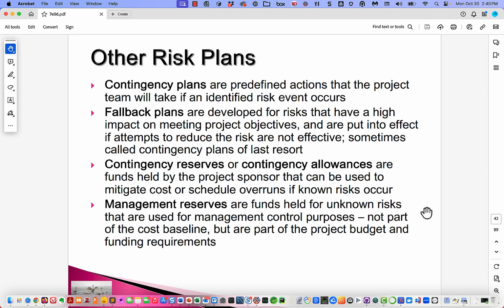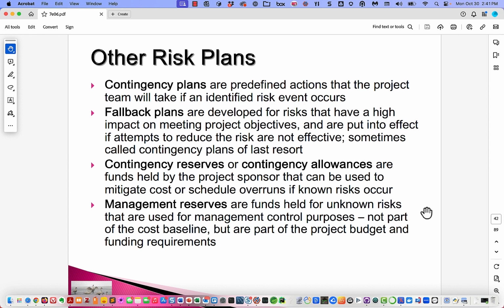Contingency reserves or contingency allowances are funds held by the project sponsor that can be used to mitigate a cost or schedule overruns if known risks occur. Okay, so when people are doing the financial planning for a project, they shouldn't just assume that everything is going to go down the happy day scenario. Whoever is ultimately financially responsible for the project has to plan in some stuff going wrong.